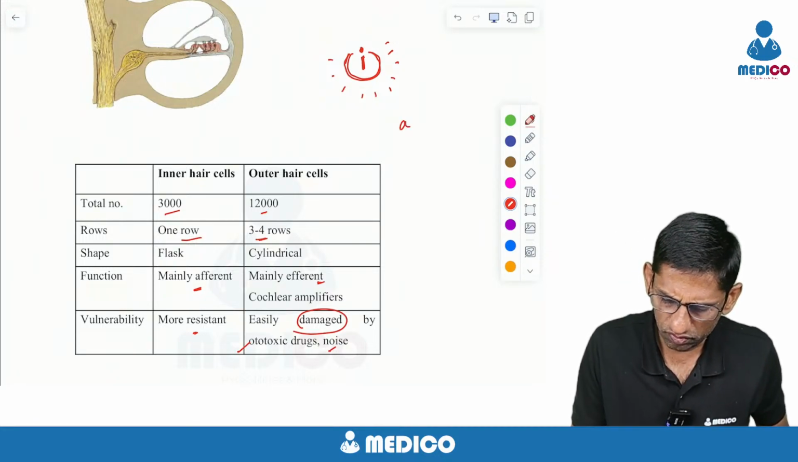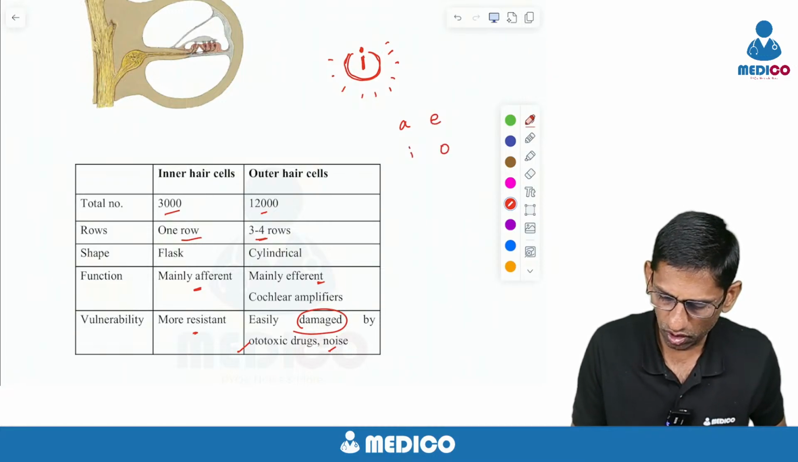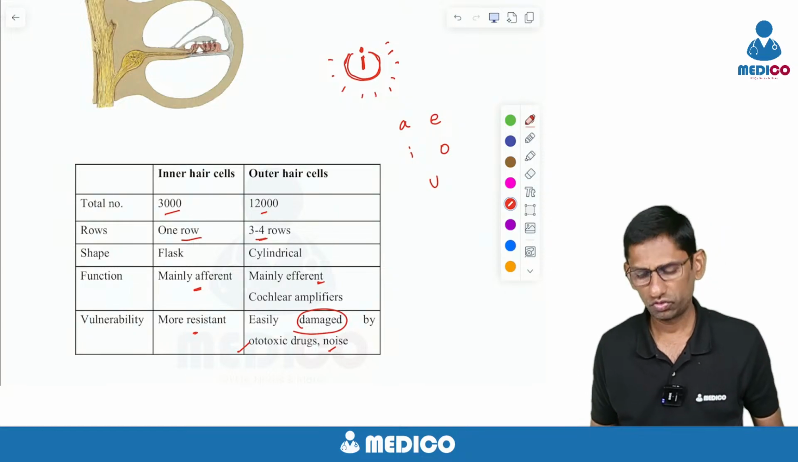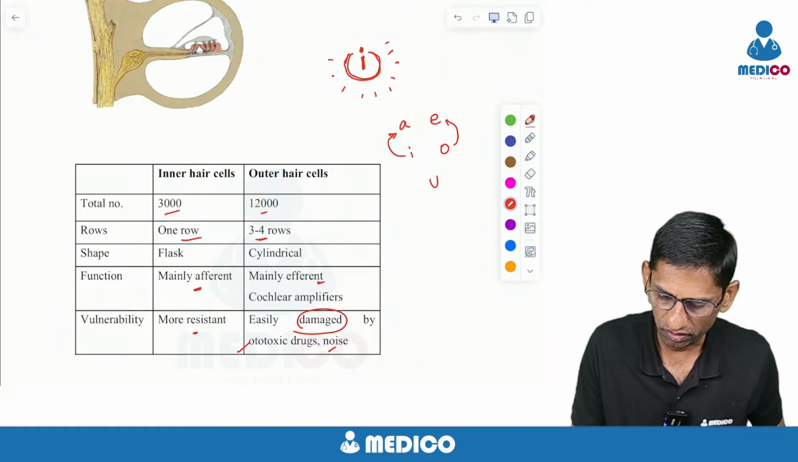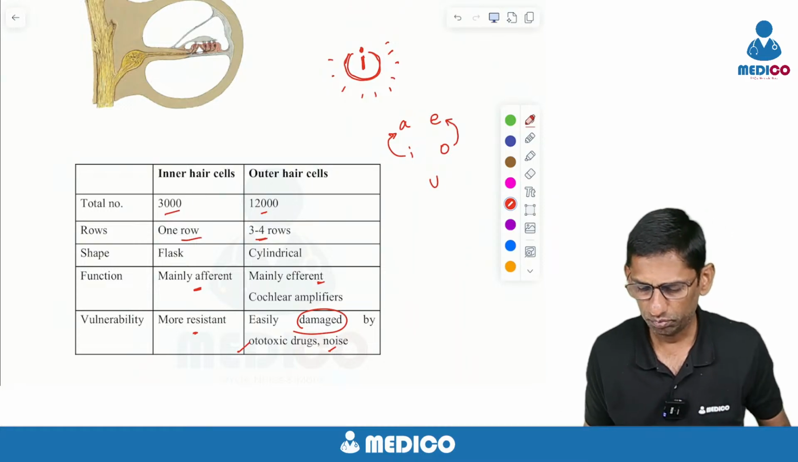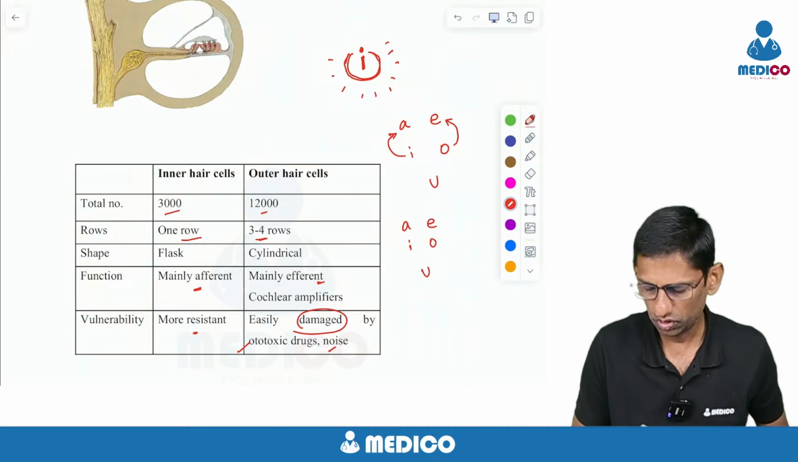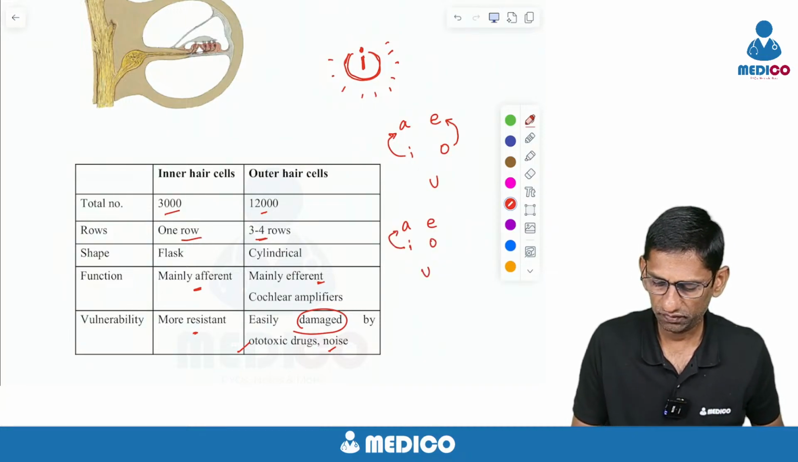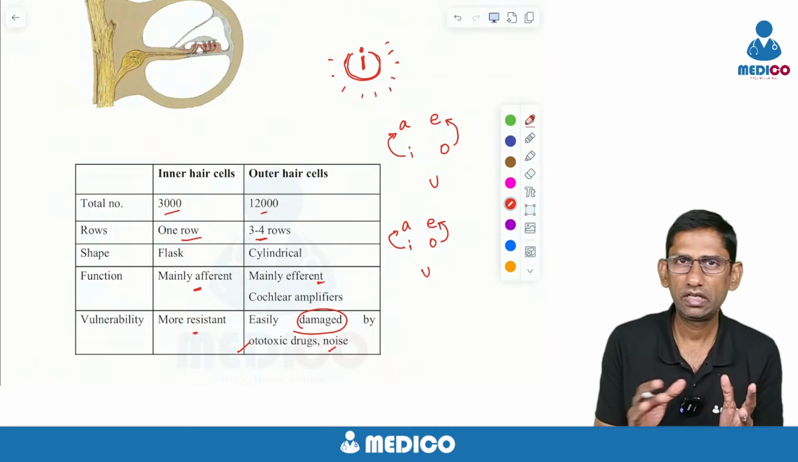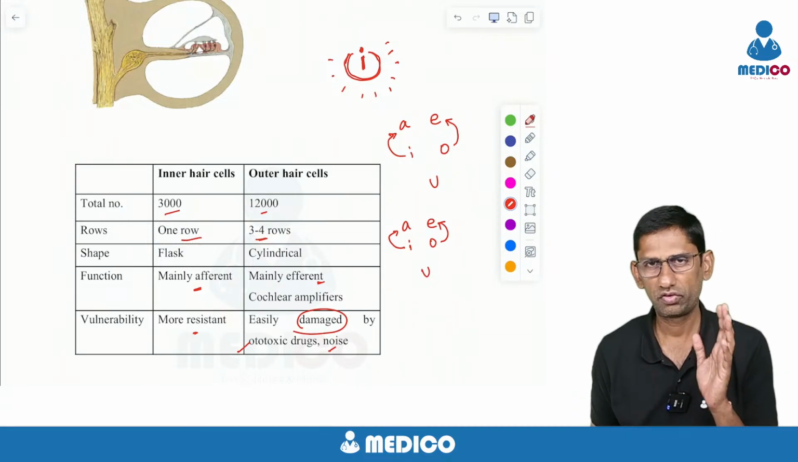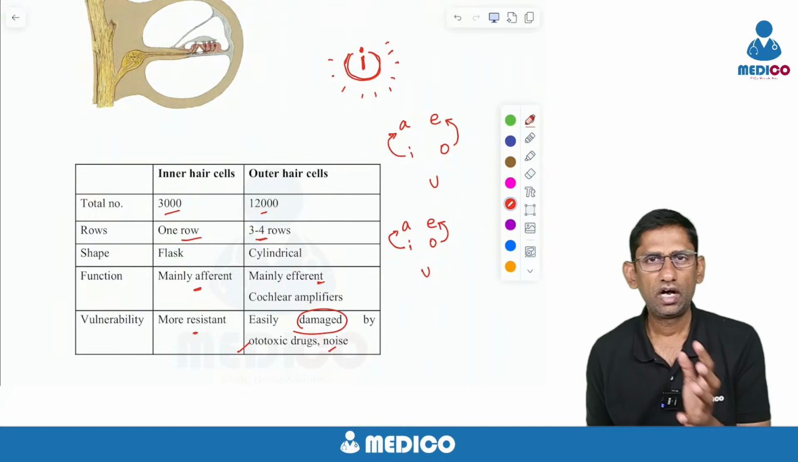You can write these vowels like this: A, E, I, O, and U. That is a single odd man out. So inner hair cells are afferent, outer hair cells are efferent. So the simple way of writing: A, E, I, O, U. So inner hair cells are afferent, outer hair cells are efferent. So this is the difference between inner hair cells and outer hair cells. Inner hair cells are single row, outer hair cells are multiple rows, inner hair cells are afferent, outer hair cells are efferent.